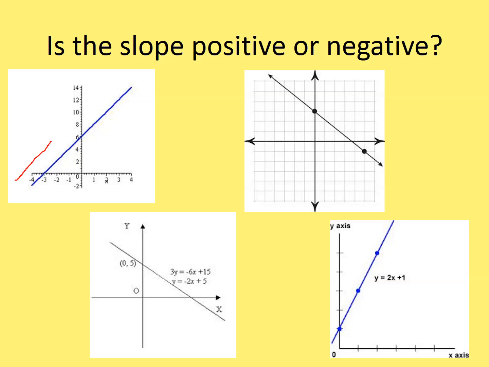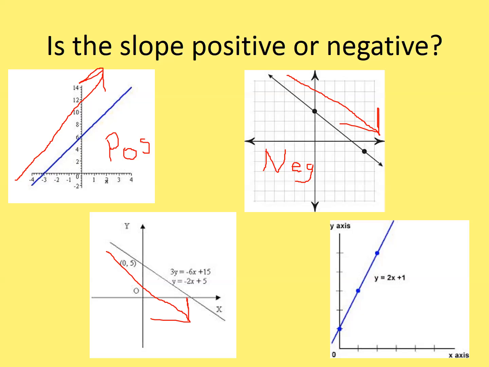When a line goes up from left to right, see how that's going up? That's positive. This line is going down as it moves to the right. So this one is negative. This line is also going down. So its slope is also negative. And our last one over here goes up pretty steeply. So that makes this one positive.